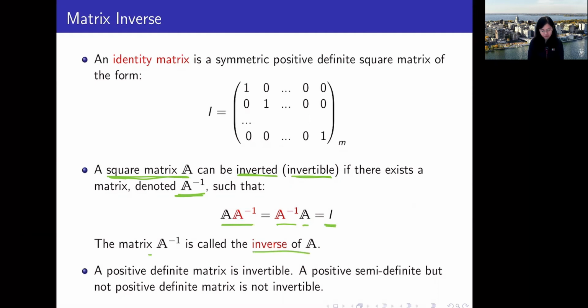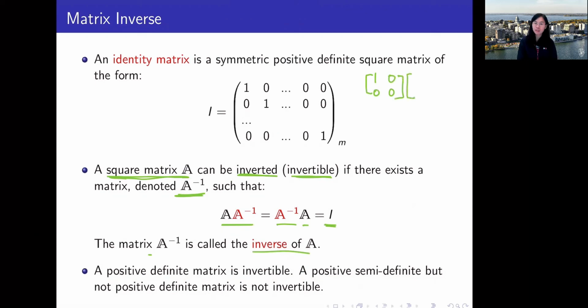So now positive semi-definiteness and positive definiteness are also related to the invertibility of the matrix. A positive definite matrix is invertible, but a positive semi-definite matrix, if it is not positive definite, then it's not invertible. So for example, 1, 0, 0, 0, as we have shown, is a positive semi-definite matrix. It's not a positive definite matrix. It is not invertible. Why is that?